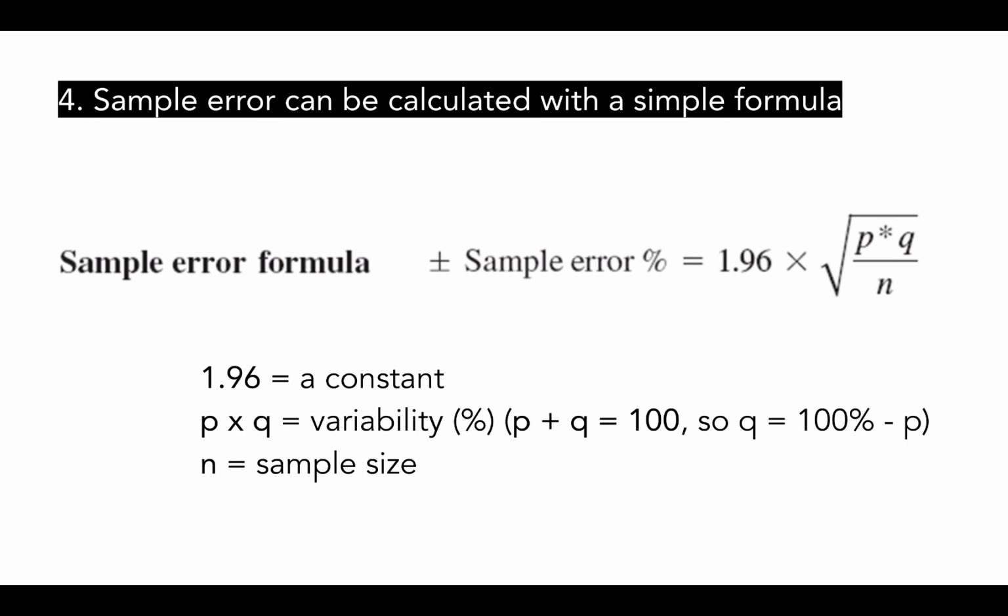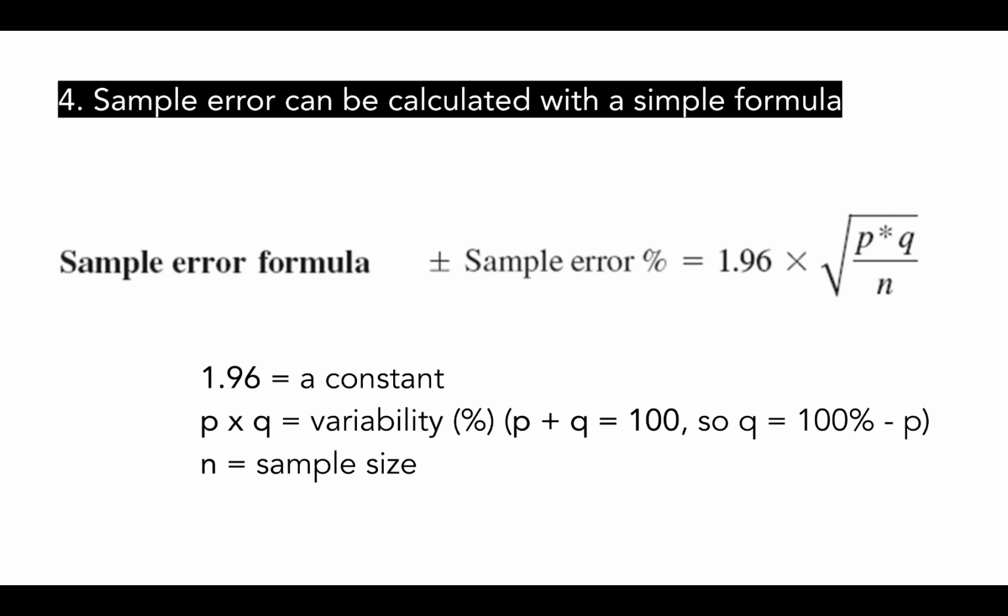The fourth axiom is that sample error can actually be calculated with a very simple formula. And I show you the formula on the slide right here. I'm not going to ask you to replicate this formula verbatim, although I do need you to understand this formula perfectly, and as a consequence of understanding it, you're automatically going to be able to replicate it anyway. So I do need you to know this formula. I'm just not going to ask you literally, but it would be a very good idea to memorize this formula anyway.